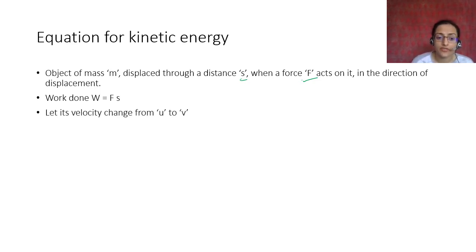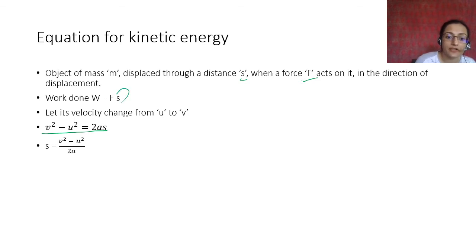Now let it change its velocity from u to v. We know that v square minus u square is equal to 2as. We know this from our previous videos. So we need to find s, because work is equal to Fs. s is equal to v square minus u square upon 2a. Now a certain amount of work was done to change its velocity from u to v. F is also ma. Now we are expressing it in terms of velocity and acceleration. Why are we doing this? Because kinetic energy depends on the motion of that object. Therefore, we need to express that energy in terms of the velocity, right?